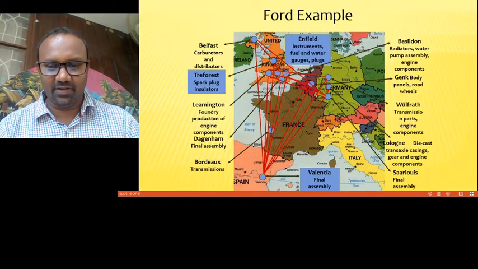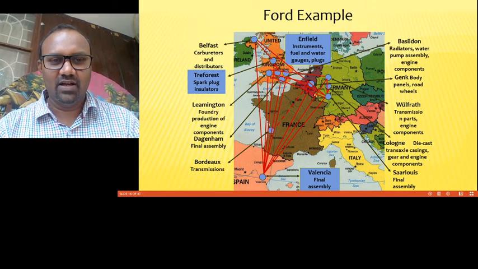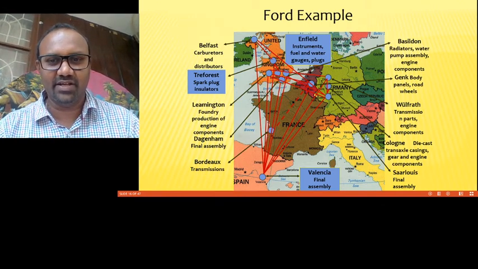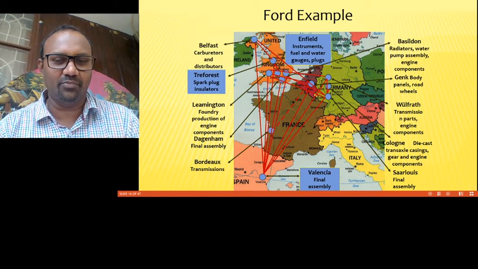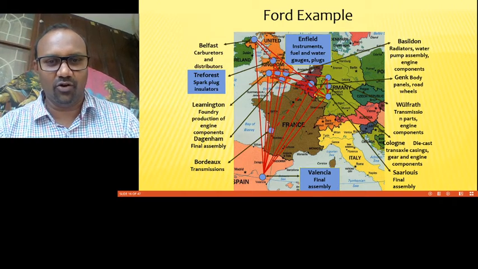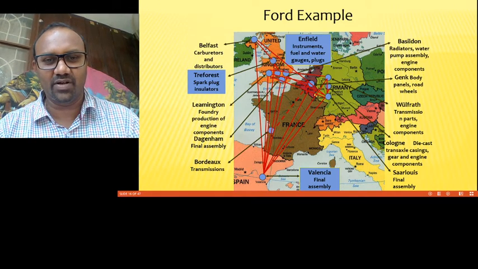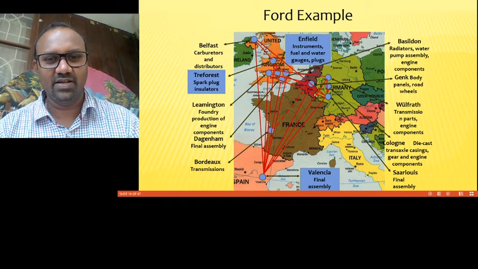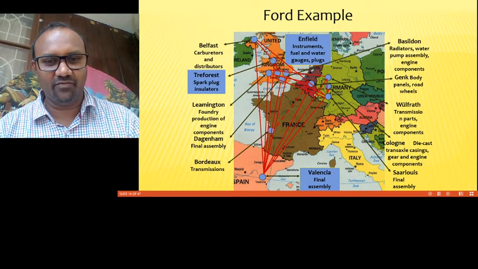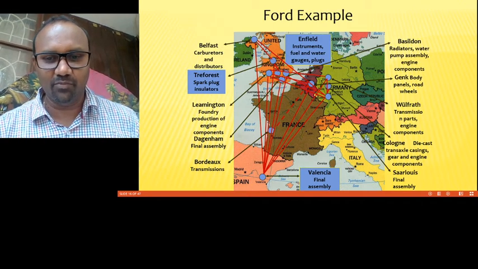So let's look at this example here. This is an example of Ford Motor Corporation. What Ford does for its manufacturing is it sources its vendors and manufacturing of these various components from various parts of Europe. So if you look at carburetors and distributors in this particular picture, carburetors and distributors are sourced from a particular place called Belfast, and then foundry production of engine comes from Leamington. You have final assembly of these components being done at Dagenham, and transmissions come from Bordeaux.